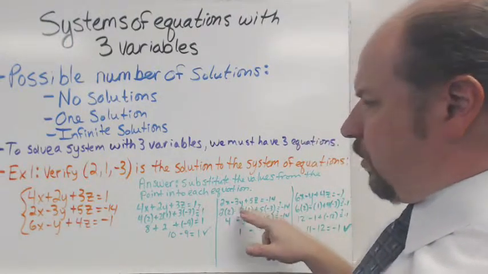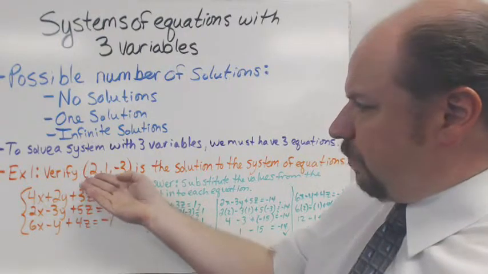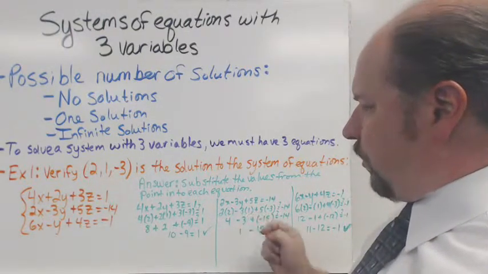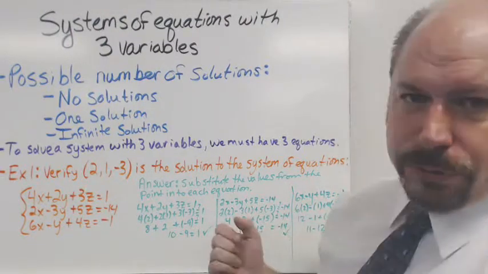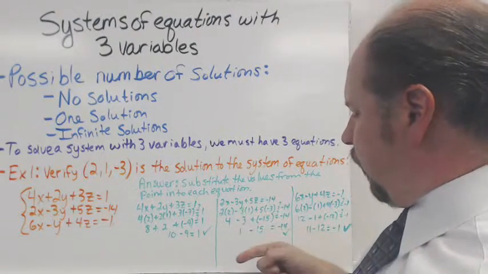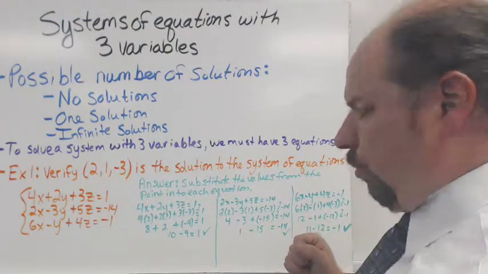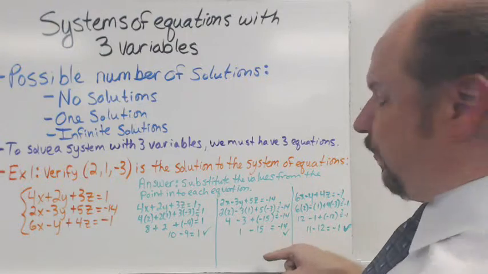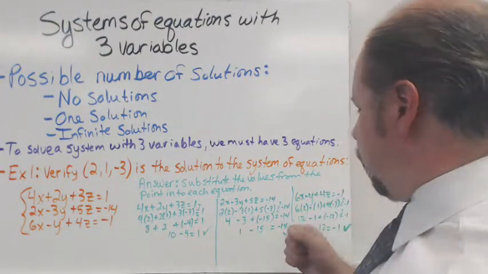Okay, we can do that same thing for our next equation. So 2x minus 3y plus 5z equals negative 14. We're going to do the same thing. Plug each value in. So 2 times 2 minus 3 times 1 plus 5 times negative 3. And is that equal to negative 14? So 2 times 2 is 4, minus 3 plus a negative 15. Is that equal to negative 14? Well, 4 minus 3 is 1. 1 minus 15 is negative 14. So it works for that one as well.